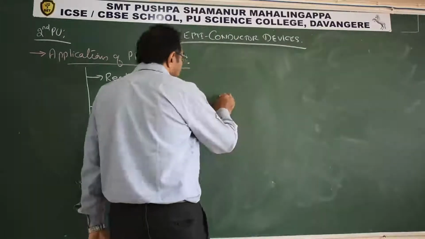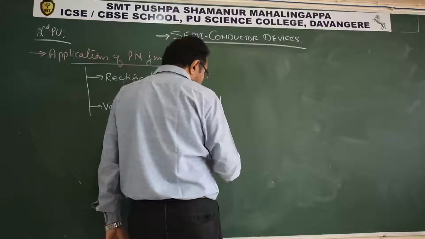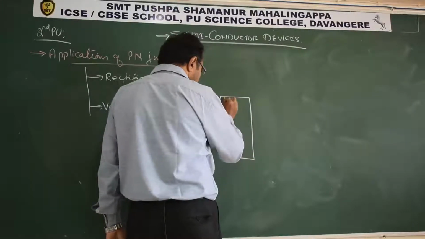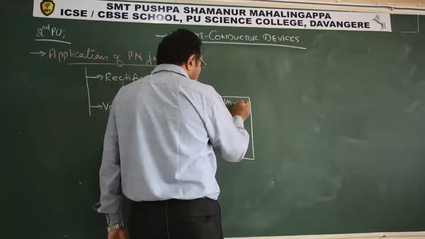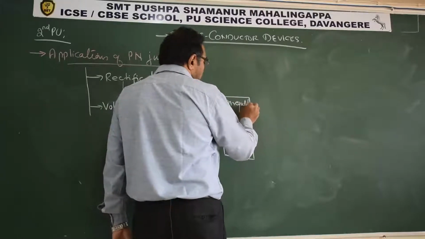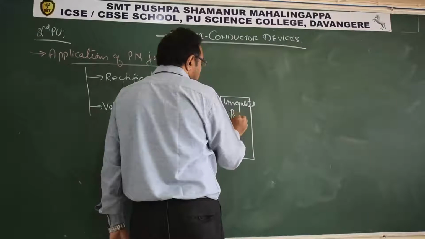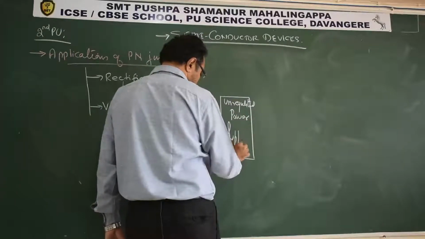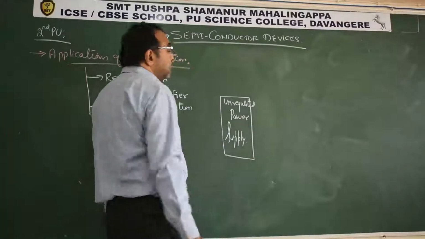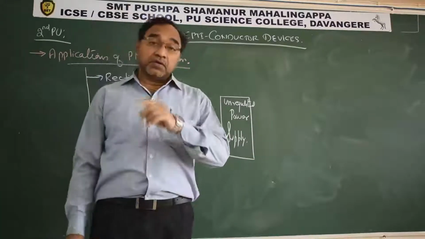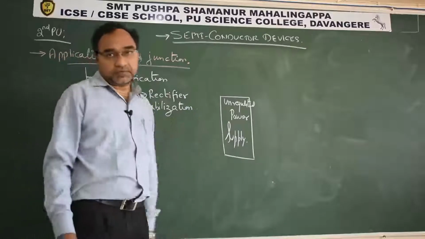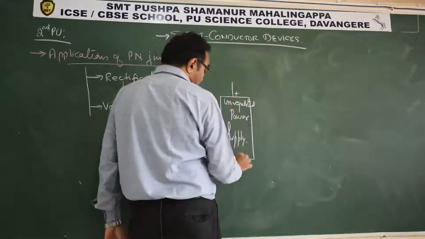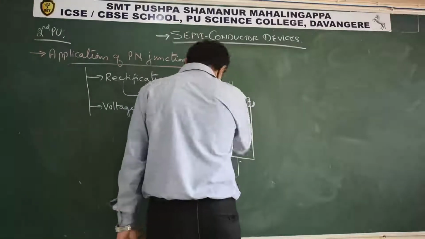Let us see how we can achieve it. This is an arrangement which I will call an unregulated power supply. Unregulated power supply means where there is voltage fluctuation. That is called unregulated power supply. So this is exactly what we have.